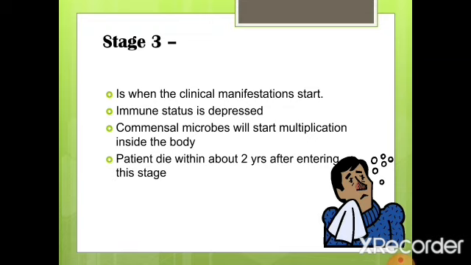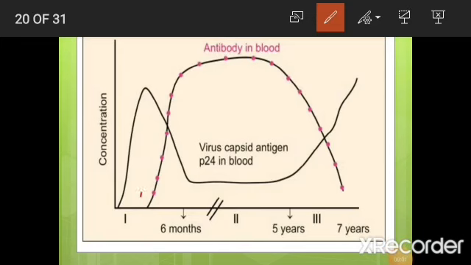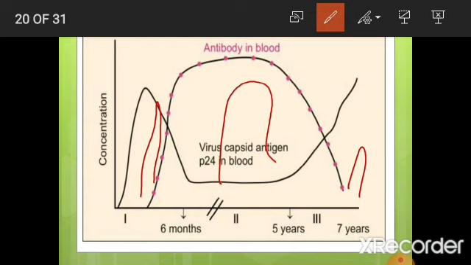Stage 3 is when the clinical manifestations start. By this time, the immune system is depressed. Then commensal microbes will start multiplication inside the body and the patient dies within about 2 years after entering this stage. So this is the window period, the second one is the seropositive stage, and the third one is the AIDS disease. This black line indicates the antigen in the blood, and these red dots indicate the antibody response.